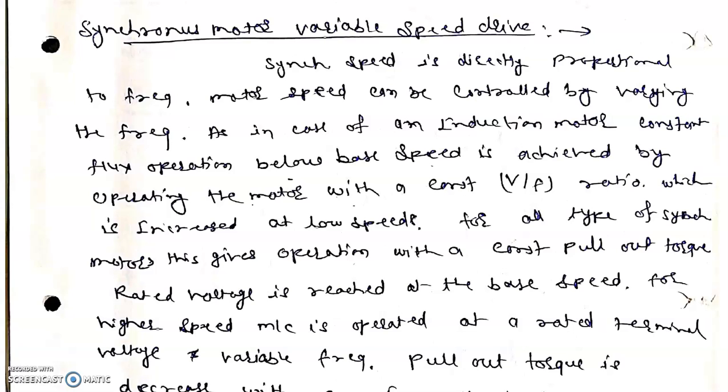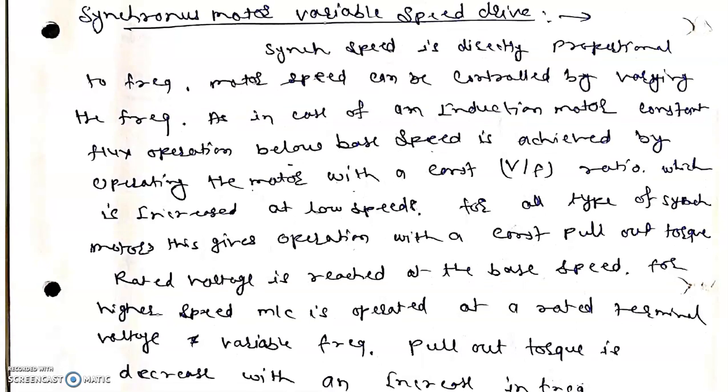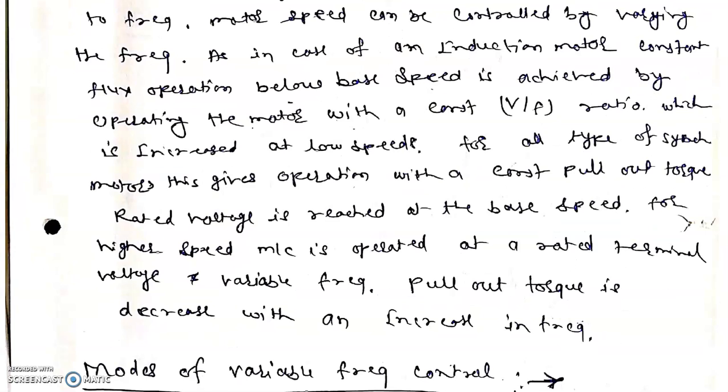The next topic of study in the synchronous motor drive is the synchronous motor variable speed drive. Synchronous speed is directly proportional to frequency. As we know, the expression of the synchronous speed is omega ms equal to 120 f upon p. So synchronous speed is proportional to the frequency. Motor speed can be controlled by varying the frequency, as in the case of an induction motor.